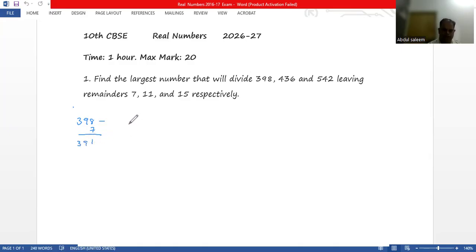Then 436 minus 11 is 425. And 542 minus 15 is equal to 527. Now we have to find the HCF of these numbers, that is HCF of 391, 425 and 527. So you have to factorize the given numbers.